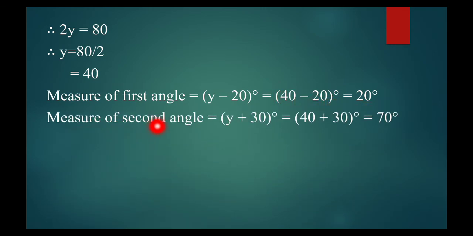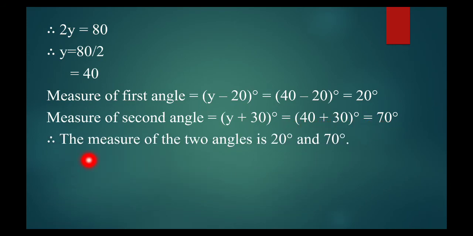Now the measure of the second angle. Second angle is what? y plus 30 degrees. So y value is how much? 40. We know the value of y from here. So 40 plus 30 degrees. 40 plus 30 degrees is equal to 70 degrees. Therefore the measure of the two angles is how much? 20 and 70 degrees.